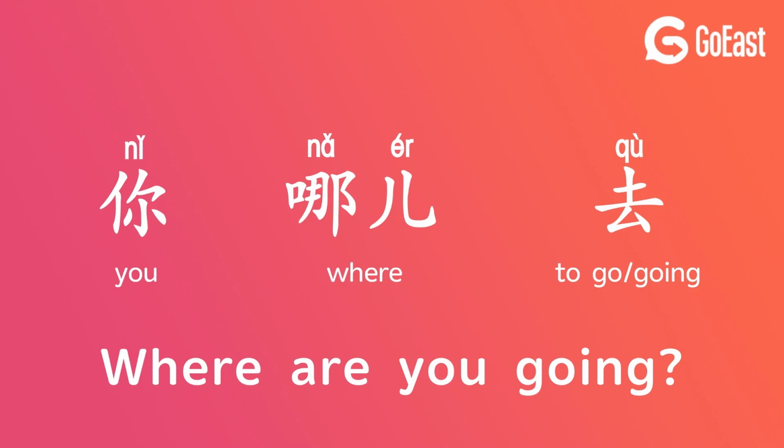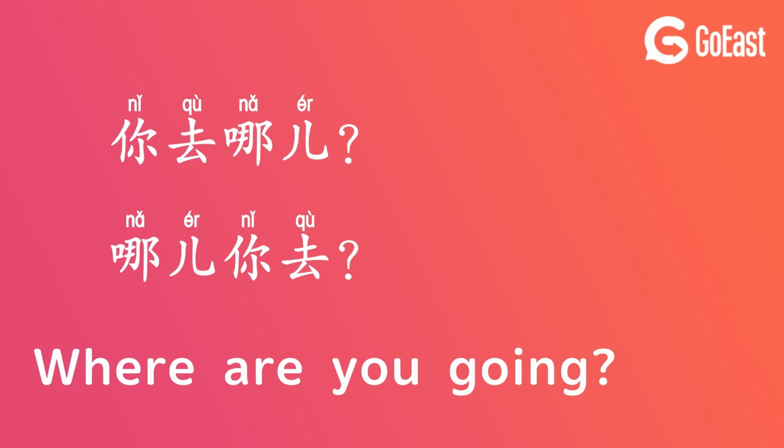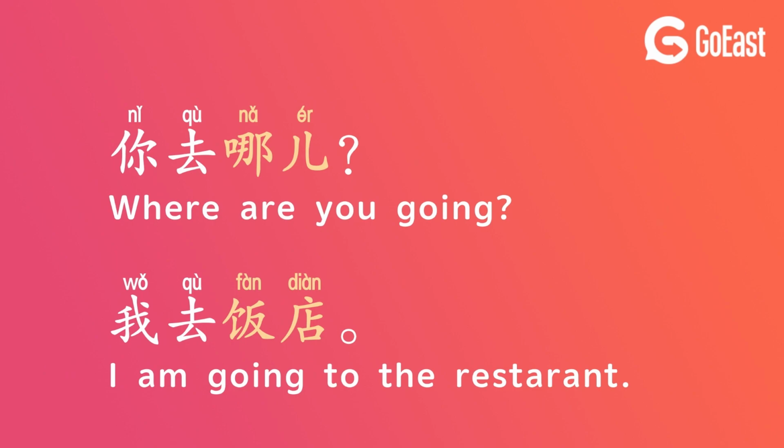你哪儿去 Where are you going? Is it 你去哪儿 or 哪儿你去 Yes, 你去哪儿 How you state, how you ask. This is the special word order number 3 in Chinese.